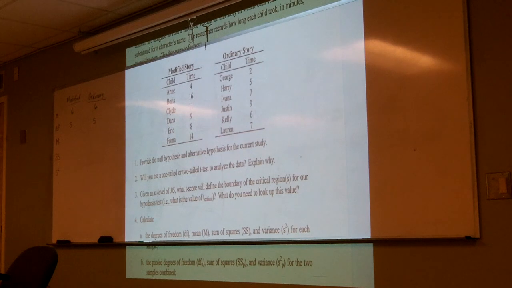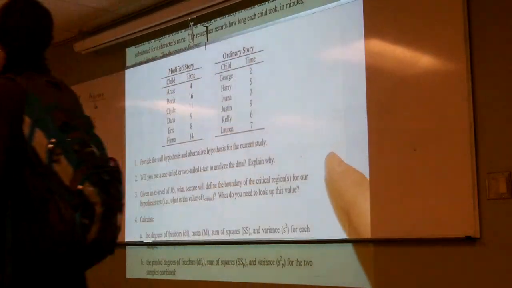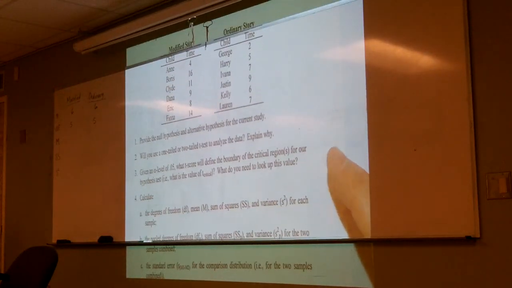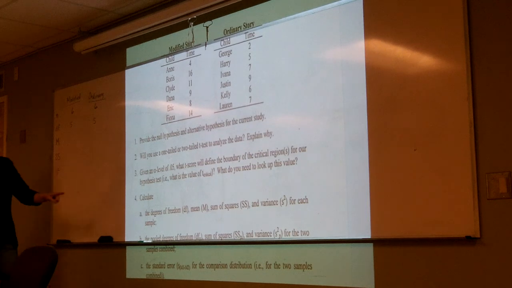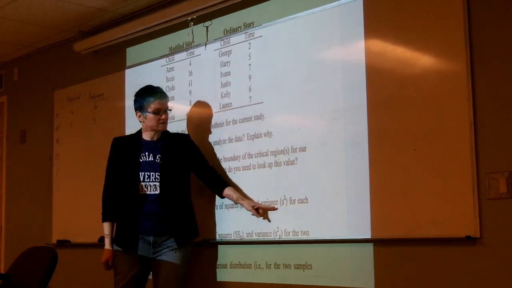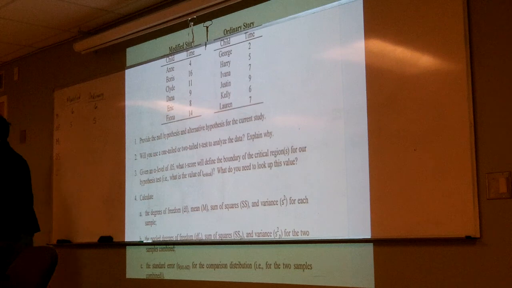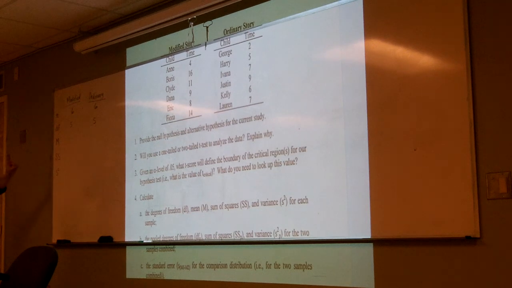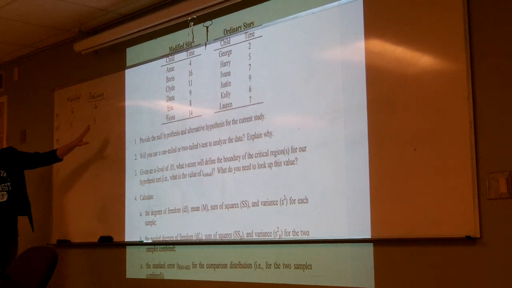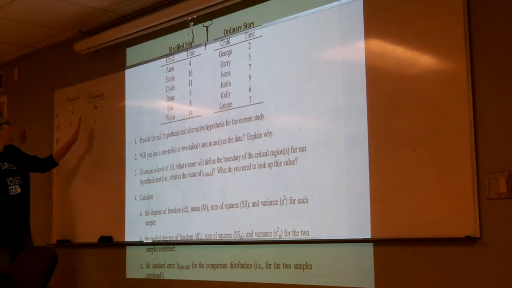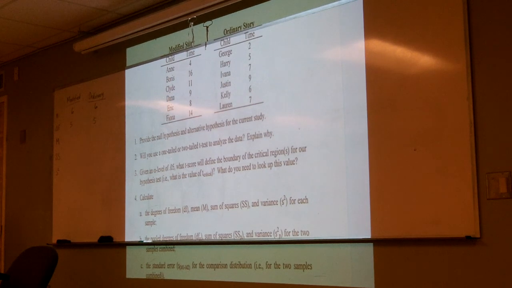I asked you to revisit your 35-10 days as preparation for today, to go and calculate the descriptive statistics that you had learned in 35-10, including mean, sum of squares, and sample variance for these two groups. So let's start with the modified story group. What was the mean for the modified story group that you got?